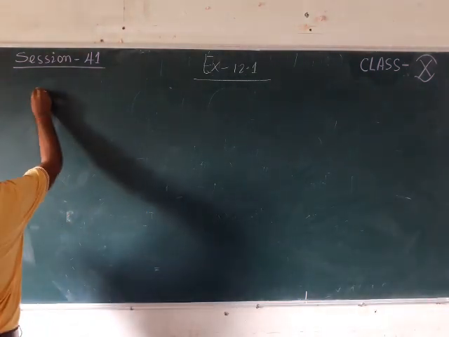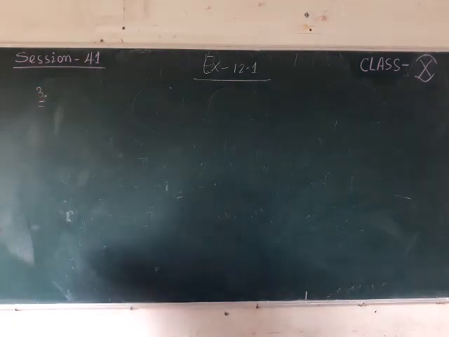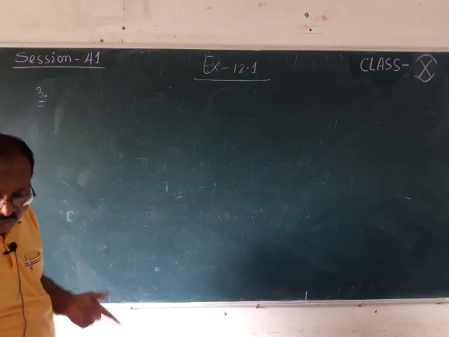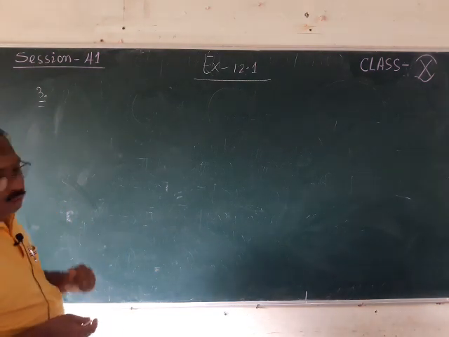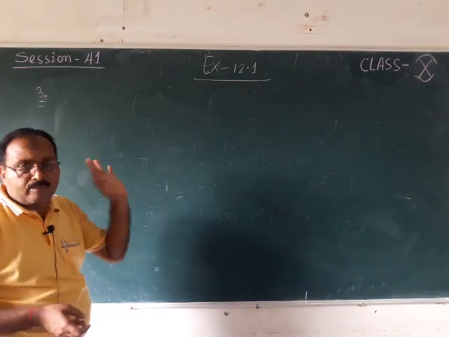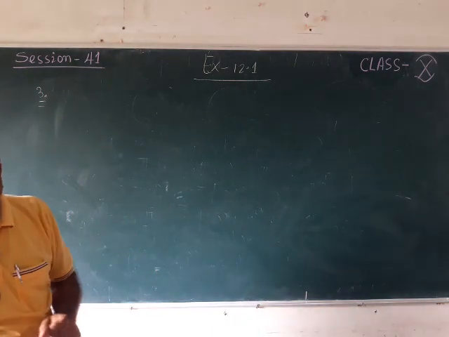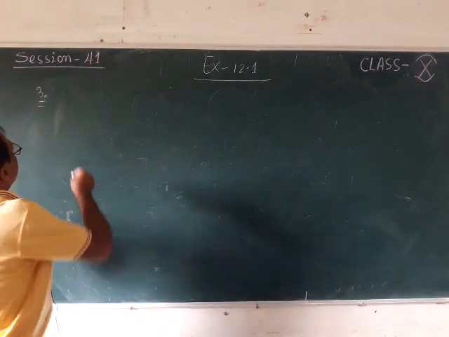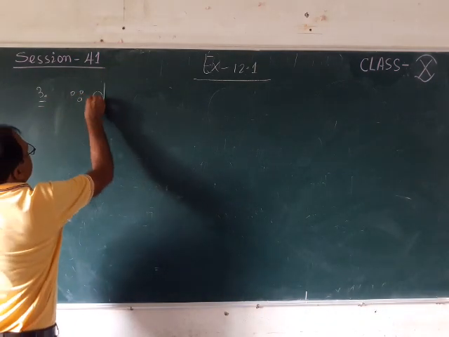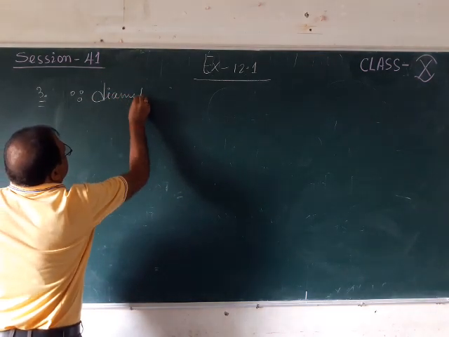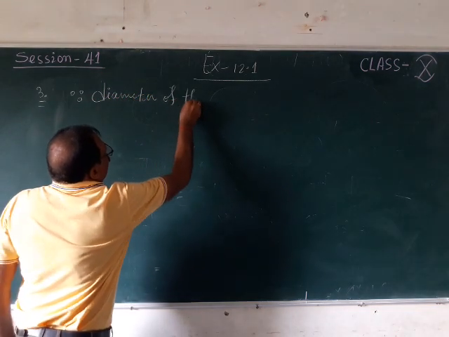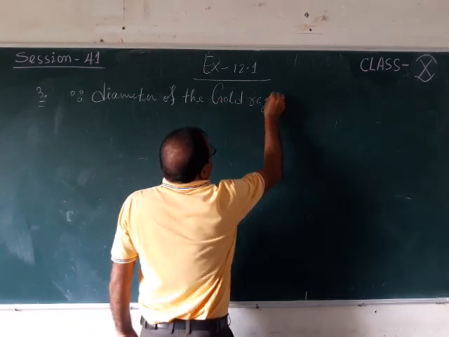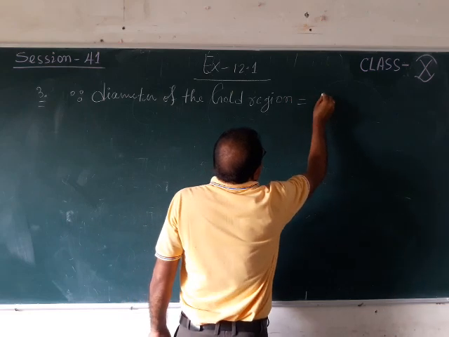Here I am just going to give you a little idea of this question, because it is a little bit longer, but the idea is very simple, and you have the concept. I am not going to draw the figure this time; you can draw it by looking at your book. I am going to discuss the solution. First of all, what is given here? The diameter of the gold region is given.